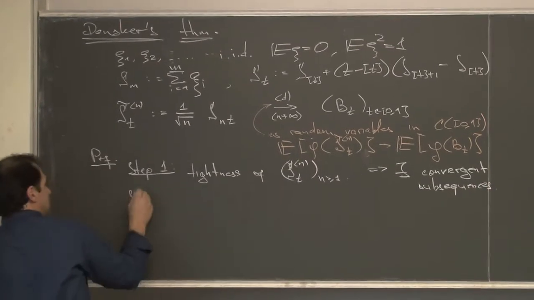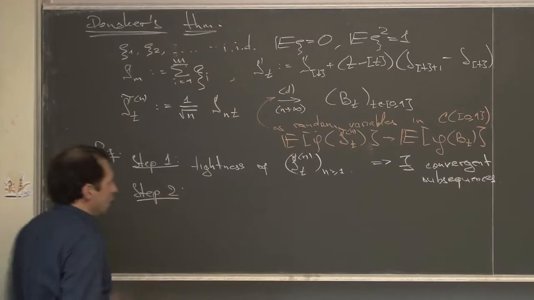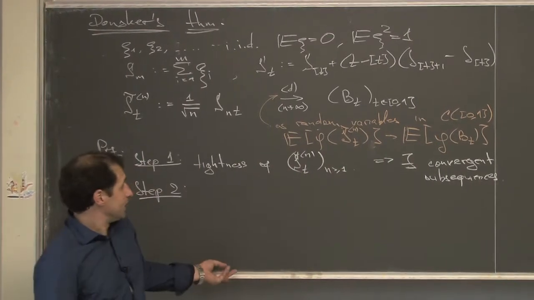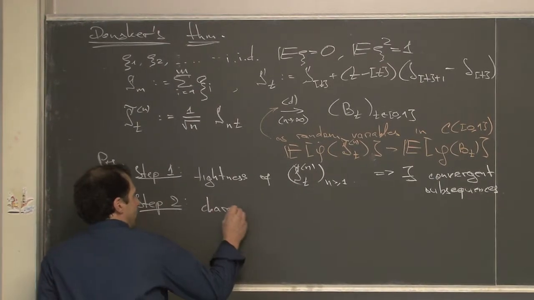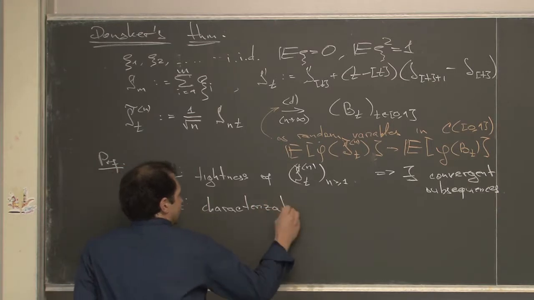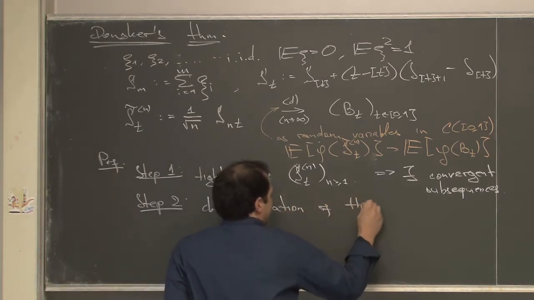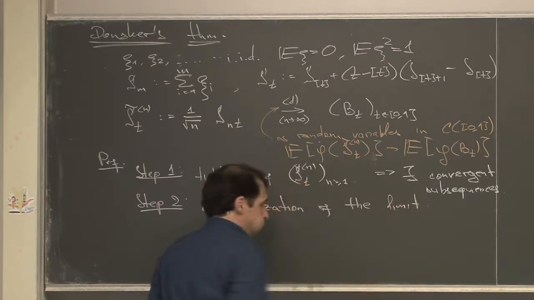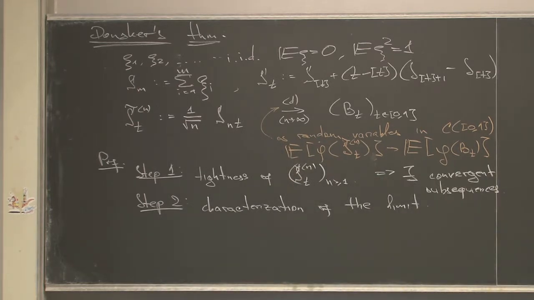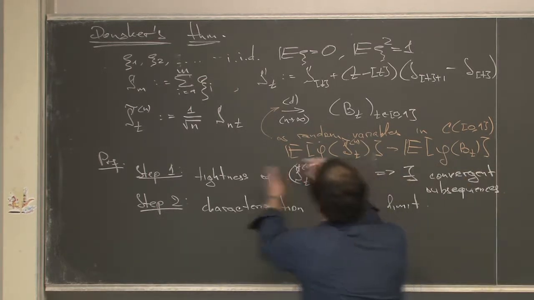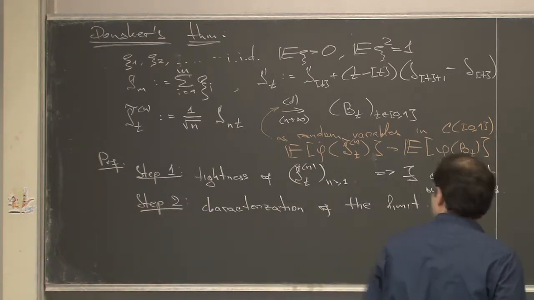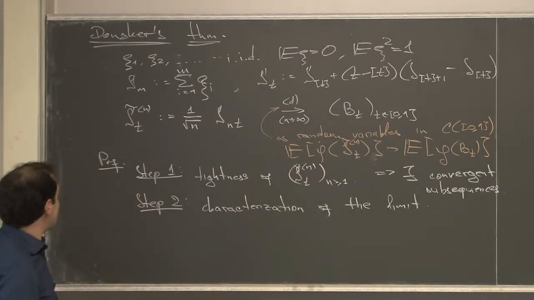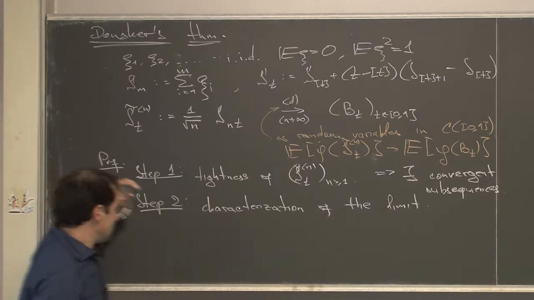And step 2. Here some work should be done, and step 2 is just to characterize the limit. If we are able to prove that any possible subsequential limit is something very concrete, then it means that the whole sequence has a limit which is characterized by this. This is a very standard two-step proof. So, okay, what is step 1?